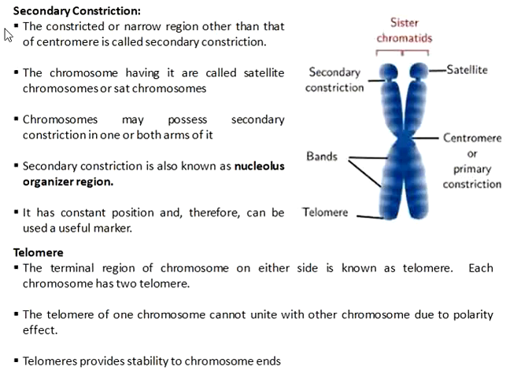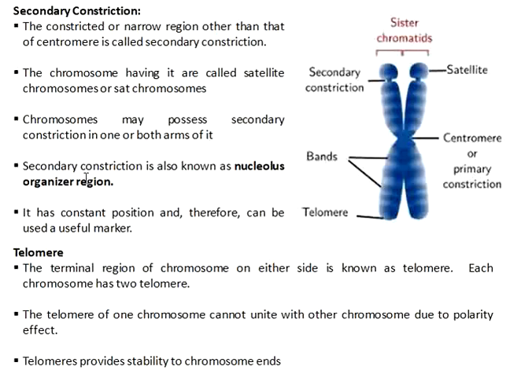Okay, the next important part is called the secondary constriction. It is a constricted or narrow region, other than the centromere, found within the chromosome. A chromosome having this secondary constriction is called a satellite chromosome or SAT chromosome. As for the position of the satellite, some chromosomes possess it in one arm, while some possess satellites in both arms.